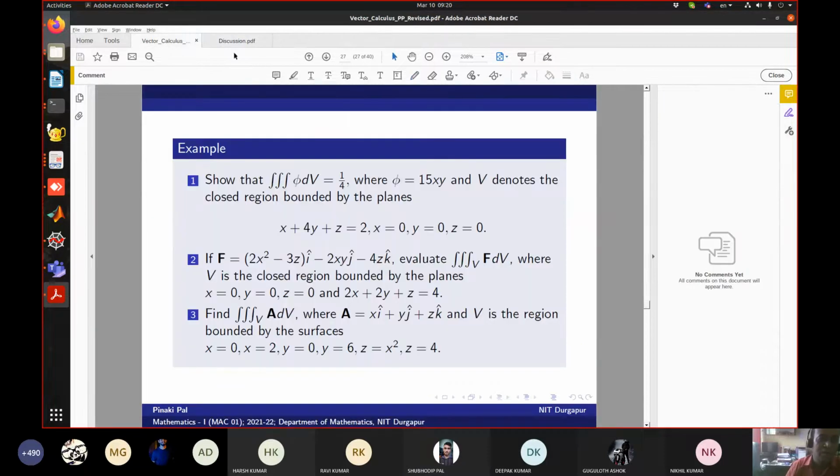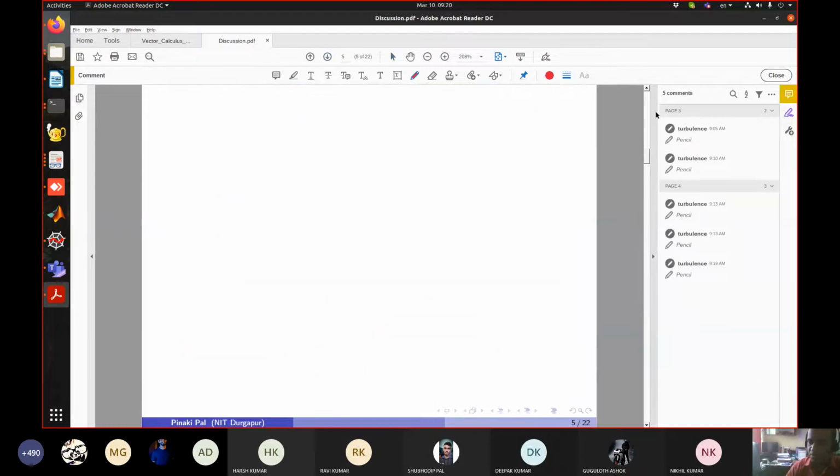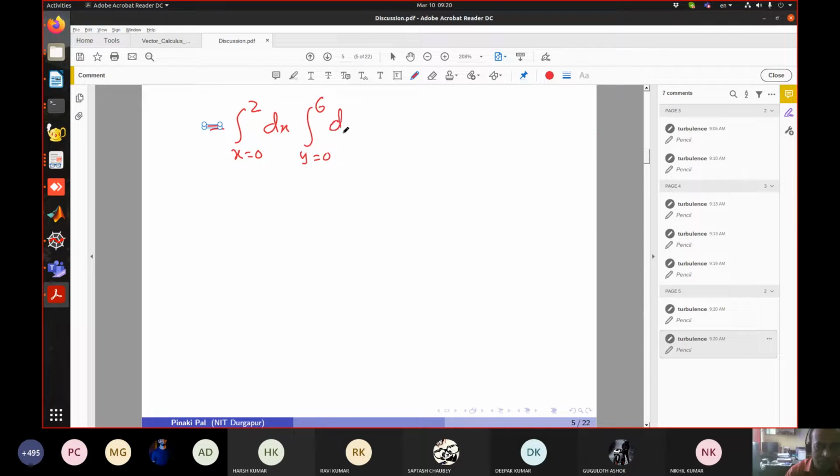So what will be that vector? Just a minute. It will be equal to x equal to 0 to 2 dx, y equal to 0 to 6 dy, and this will be equal to xz i plus yz j plus z square by 2 k, and the limits are x square to 4. So z integration is done.